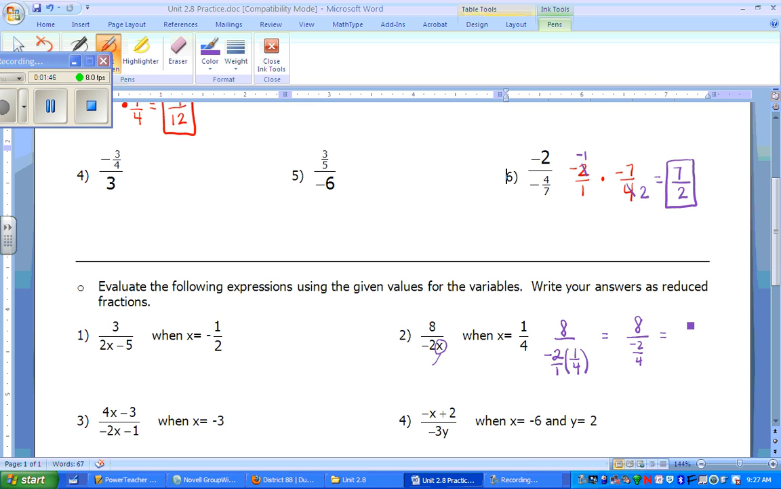I'm going to simplify once more before we even turn this into a multiplication problem. 2 and 4 are divisible by 2, so this becomes a 1. This becomes a 2. In the bottom now we have 1/2. Let's go ahead and turn this into a multiplication problem. We're leaving 8 alone and multiplying by the flip, or the reciprocal of the bottom. So 2 over 1, and that was negative. Now we end up with negative 16.